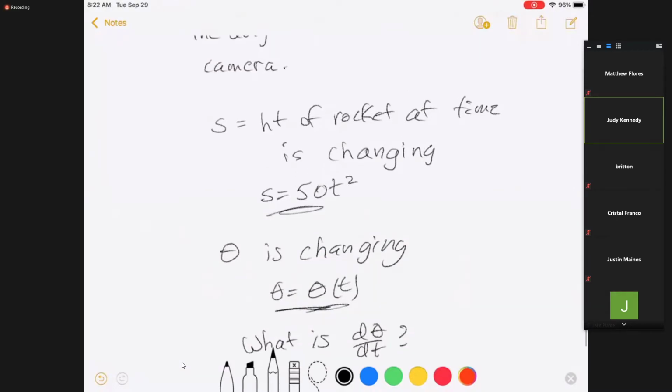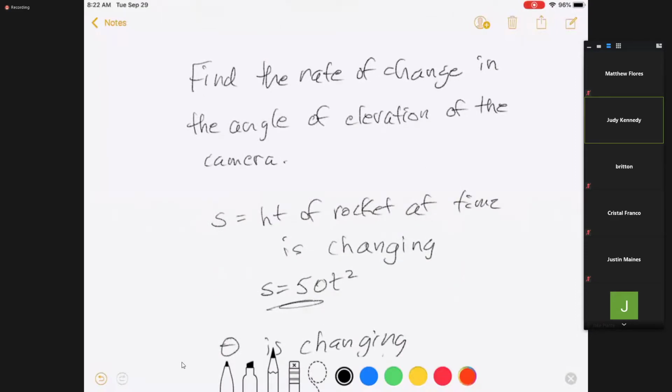Oh, okay. I didn't finish the question. 10 seconds after liftoff. It's not necessarily going to be the case that this rate of change is going to stay the same over the entire period. Maybe we'll figure that out too. After liftoff. Okay, so we want to know what's happening at the 10 seconds. That's the moment in time we're interested in.